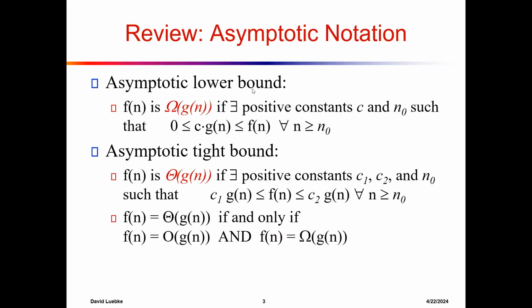Now, asymptotic lower bound is omega. Remember, we say lower bound is the best case. So we read it again. A function f of n belongs to omega g of n if there exist positive constants c and n0 such that c times g of n is greater than or equal to 0, but less than or equal to f of n for all n greater than or equal to n0. Remember when you had to look for that value n?